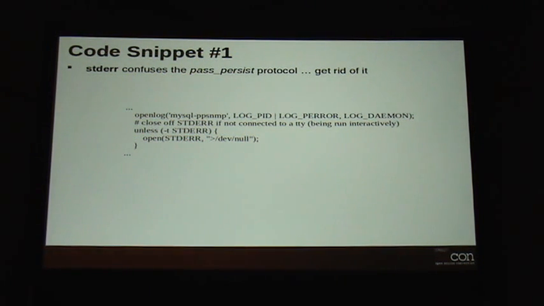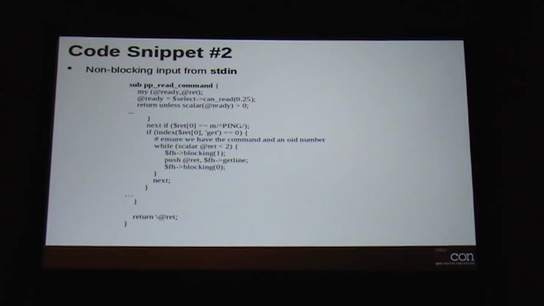Here we use two classes. One adds all the output to the syslog, so we can still log it if there is an issue. And the second part is basically just getting rid of standard error. Otherwise, the whole thing fails miserably.